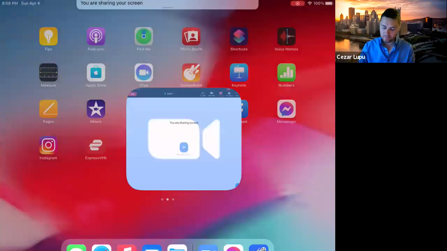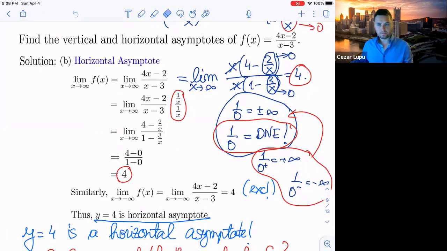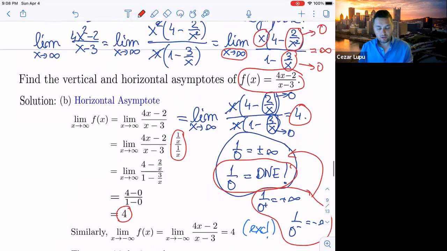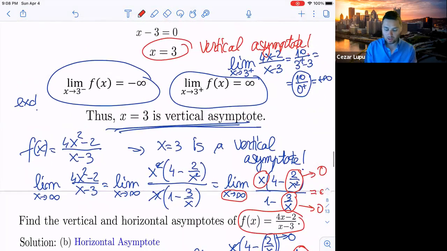So I'll go back to last time. And remember, we had this function here, right? And we wanted to find the vertical and horizontal asymptotes of this function. This was our function. f of x is 4x minus 2 over x minus 3. Okay, and then we said that for taking the horizontal asymptote, the only thing we need to do is just to take the limit at infinity, and then the value of that limit will be nothing else than just the horizontal asymptote. So in this case, we've seen that y equals 4 is a horizontal asymptote. And also, before that, we have seen that x equals 3 was a vertical asymptote, as you can see right here.